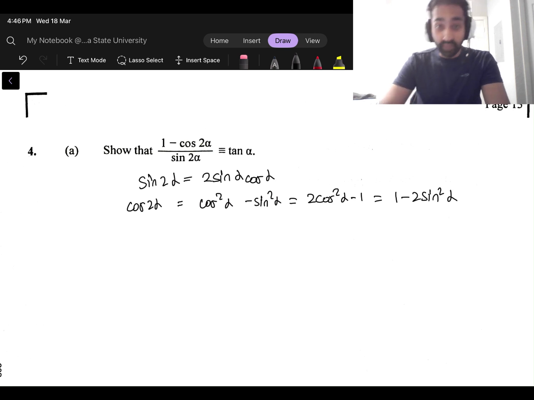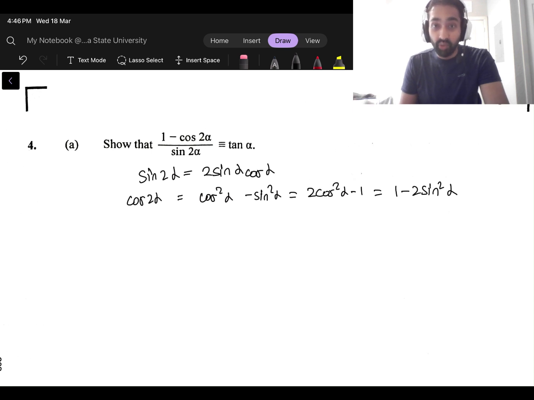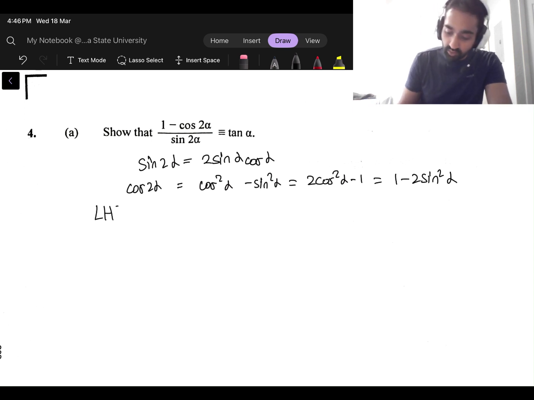So which one do we pick? Well, what we want to do is simplify it as much as possible. If you look at the numerator, it has a 1 minus. So if I do 1 minus this 1 minus 2 sine squared alpha, the 1 will cancel. And that's really good for me because the right-hand side doesn't have any numbers. So you want the 1s to cancel. So let's start with the left-hand side.